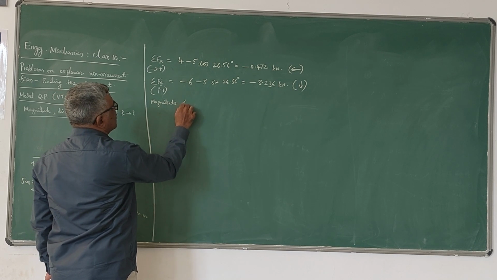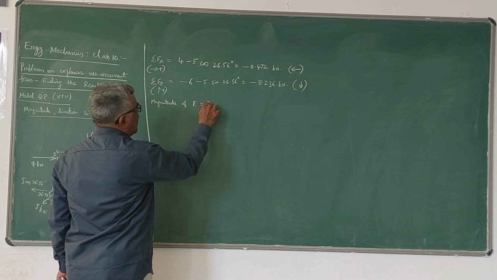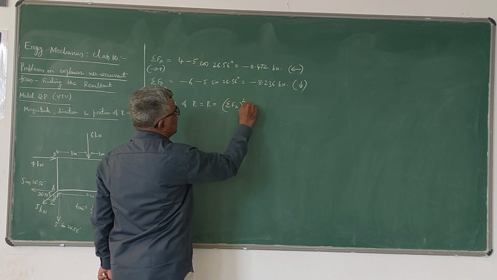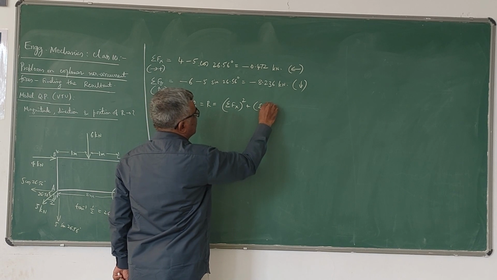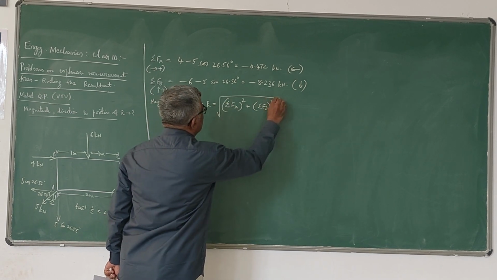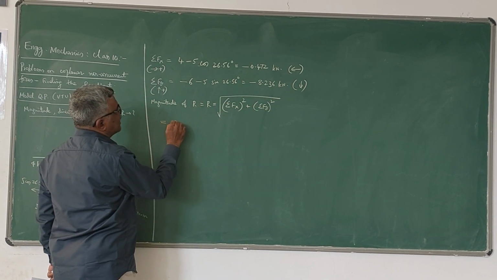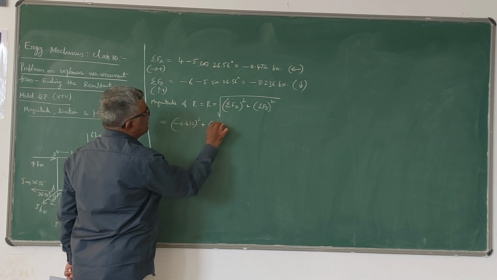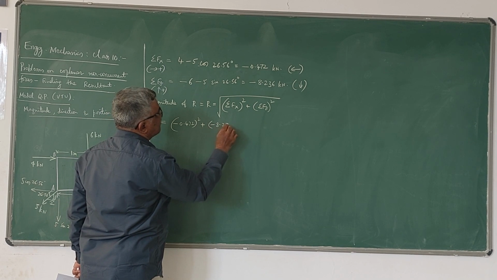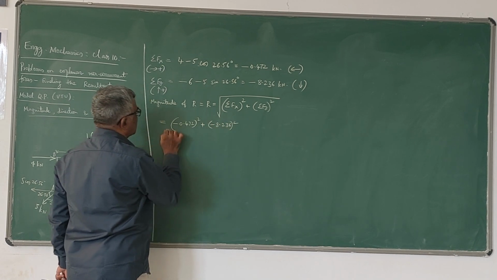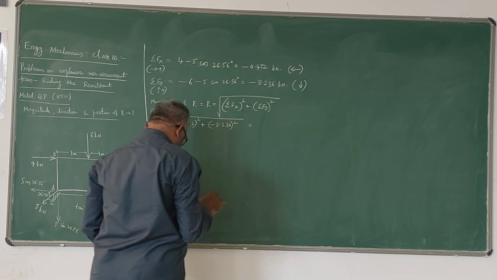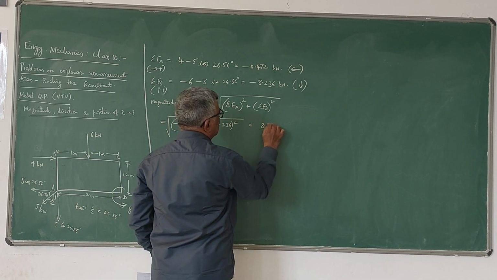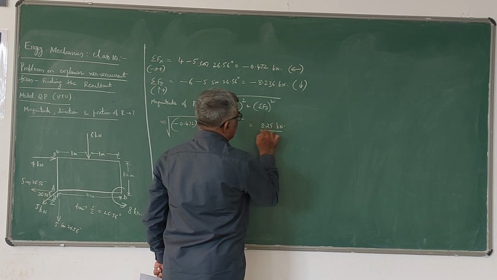So therefore, magnitude of R, resultant force, is equal to the square root of sigma fx square plus sigma fy square. So if you simplify that, minus 0.472 square plus minus 8.236 square under root, you will get 8.25 kilonewton. So this is the magnitude.